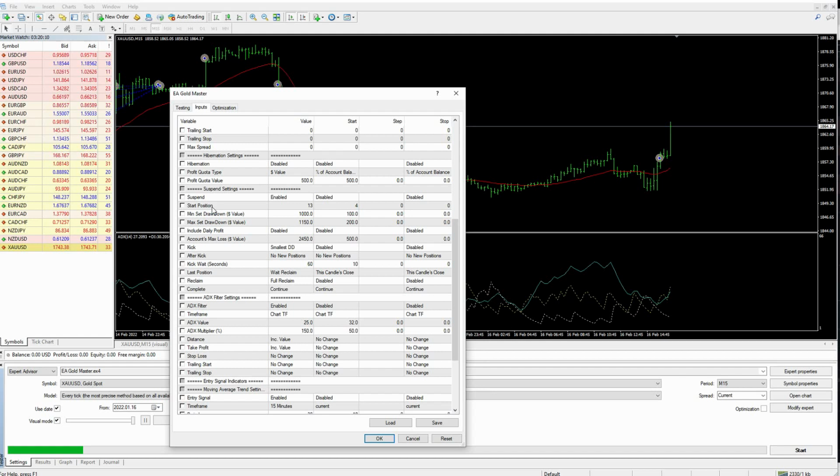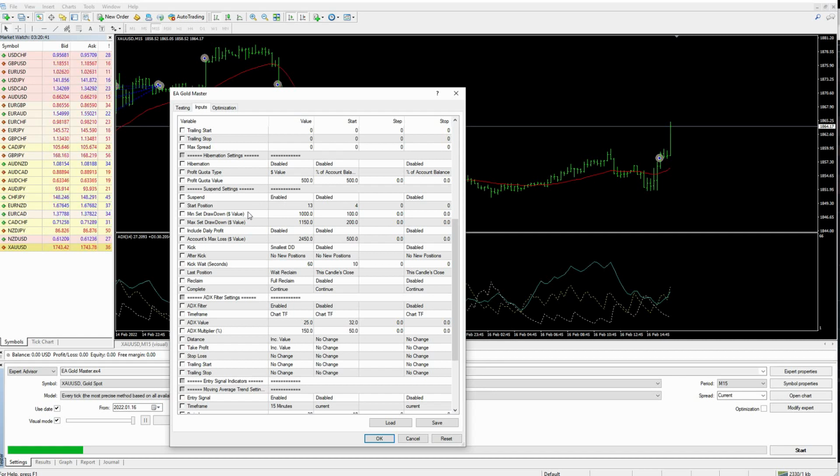Starting position, very straightforward: at which position in the basket do you want Suspend to kick in? If you are using a strategy that uses martingale, you would know that when you have X amount of positions in the basket, you're safe, or when you have the extra one to two positions, it raises a red flag. So you want to set Suspend to start working at those positions where the red flag is raised, or you can just set it to 1. The moment it starts trading, Suspend will start monitoring.